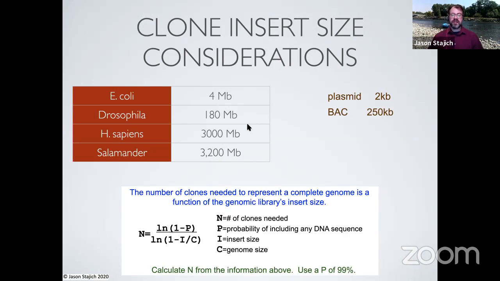Again, the fact is we don't even have to do this anymore because we could just sequence the whole thing. But this was a strategy that people had to deal with before, when you had to sequence basically 500 bases at a time to sequence a genome.